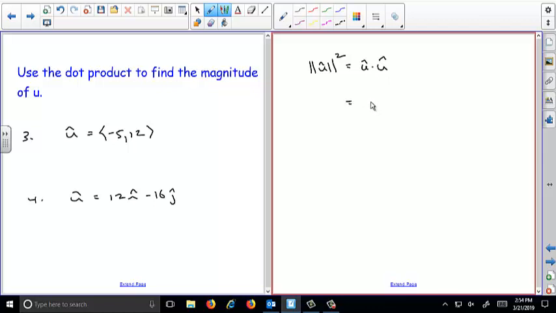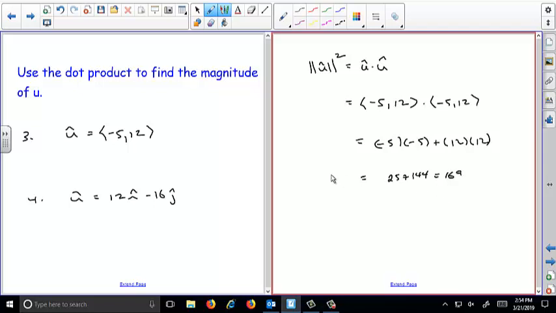So we have the vector negative 5, 12 dotted with the negative 5, 12 vector, the vector dotted to itself. So you get negative 5 times negative 5 plus 12 times 12. So that's 25 plus 144, which is 169. So that's the magnitude of u squared. So the magnitude of u is the square root of 169, which is 13. So that's number 3.